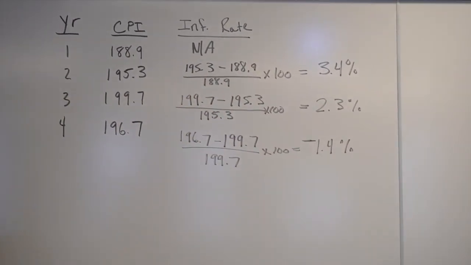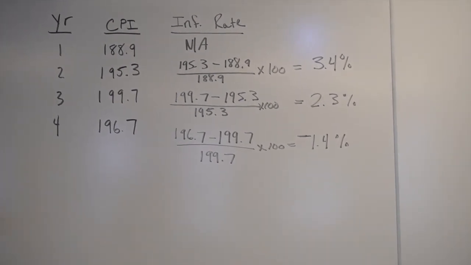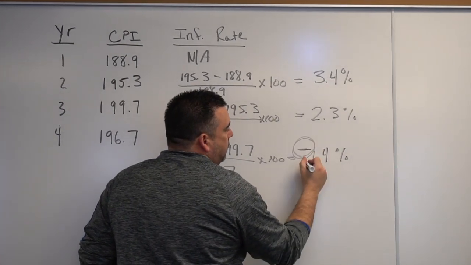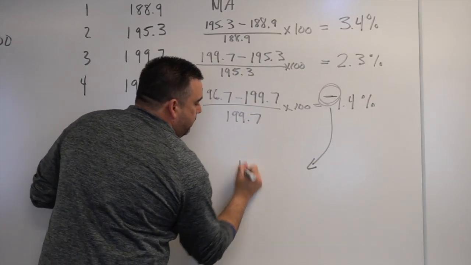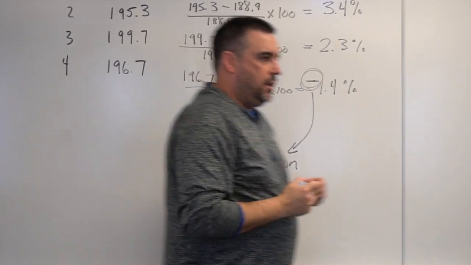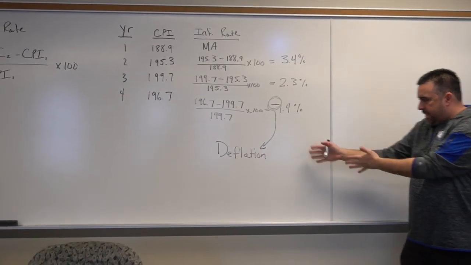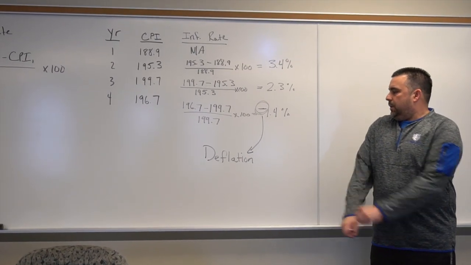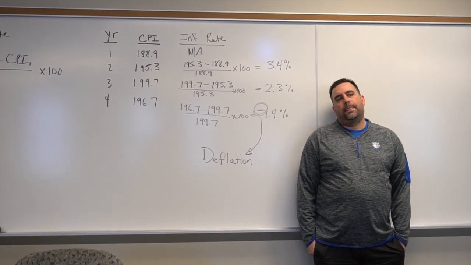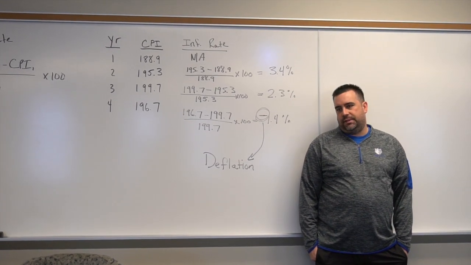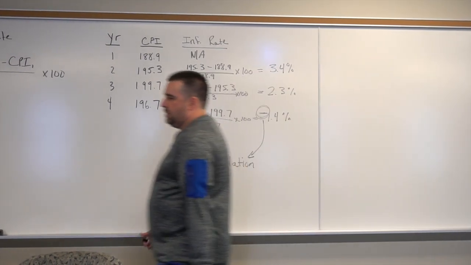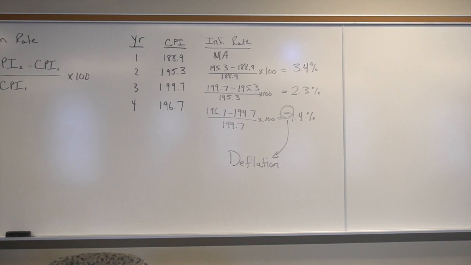So this negative actually means something. We can see several different things from our chart here. This negative means we had what we call deflation. A negative inflation rate means there was deflation in the economy. Deflation is a decrease in the general level of prices.